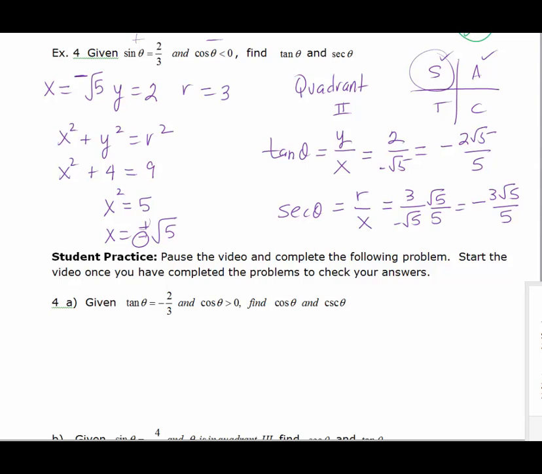Alright, so when you're given some information about one of the trig functions and enough information to determine what quadrant you're in, you're then able to determine all the values of x, y, and r and the appropriate signs. Then you can answer questions about the trig functions. So what I'd like you to do is pause the video, try the student practice problems, then start the video up again to check your work.